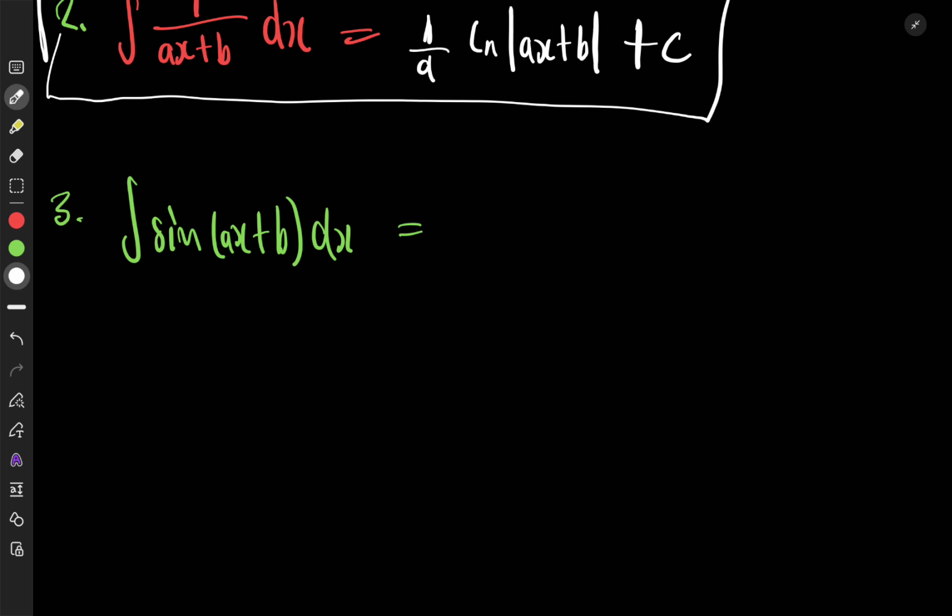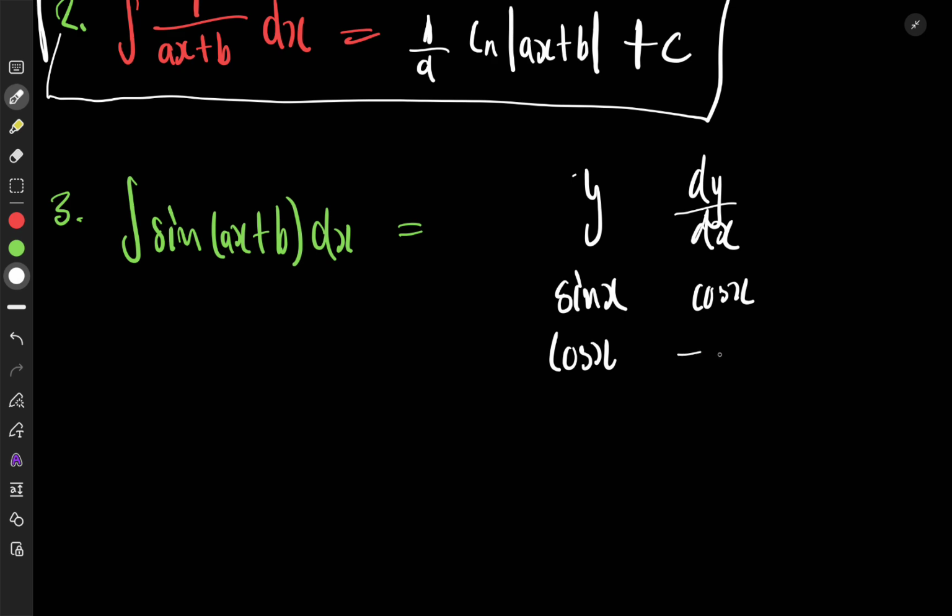When you are differentiating, if you differentiate sine, you get positive. Let me put the things. This is y and dy dx. So here we can have sine x and we can have cos x. If I differentiate sine x, I get positive cos x. If I differentiate cos x, I get negative sine x. So in other words, in differentiating, sine is the one that stays positive.